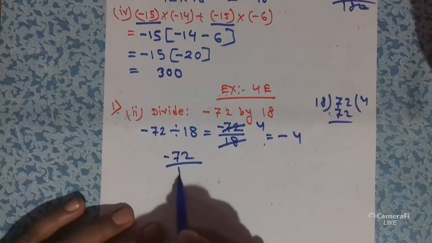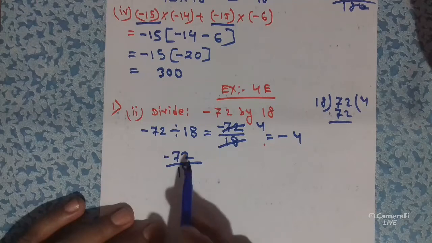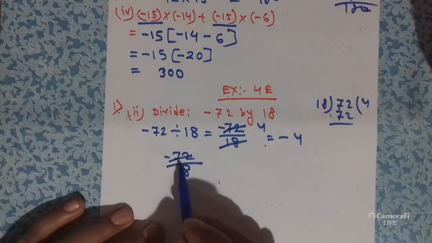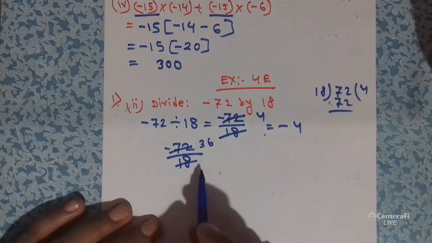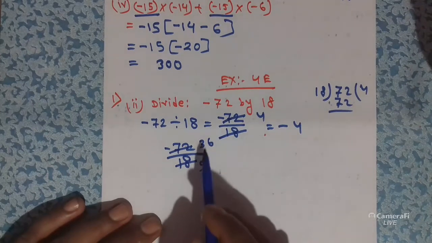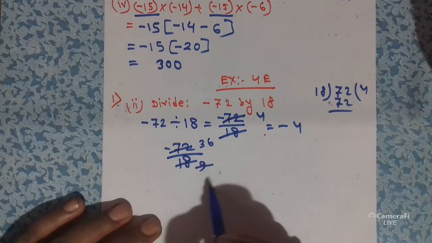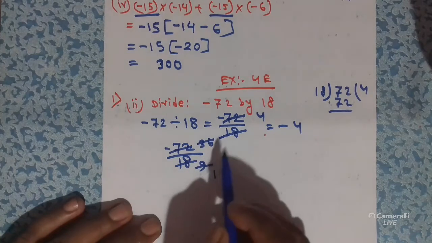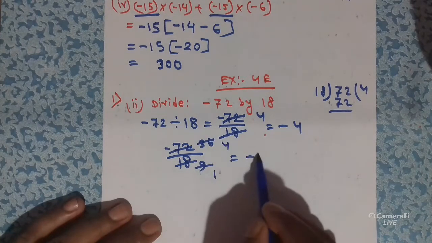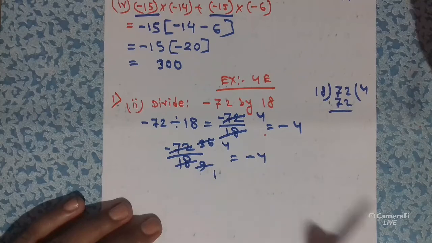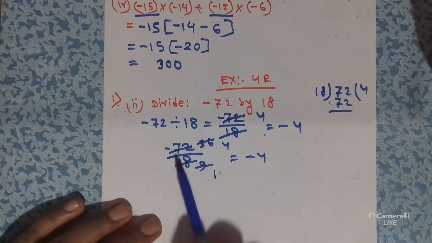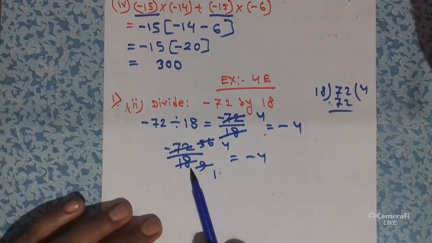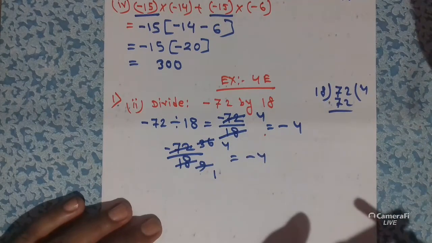Or else you can solve it like this. Suppose minus 72 by 18. At first you can divide both the numbers by 2. So 72 divided by 2 is 36 and 18 divided by 2 is 9. Again you can divide 36 and 9 by 9. So 9 divided by 9 is 1 and 36 divided by 9 is 4. So that means minus 4. So you can use any method. You can divide it directly, or you can divide it like this. You can divide part by part, or you can divide it directly, whatever you want.